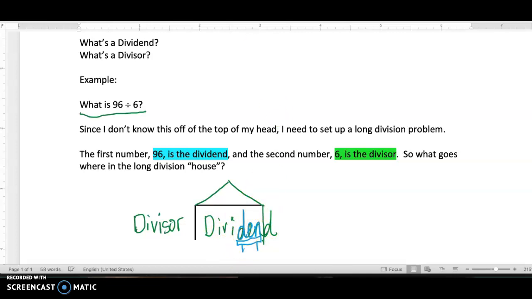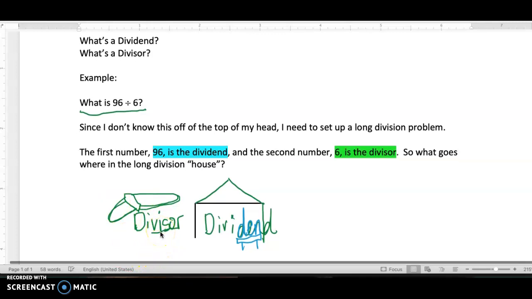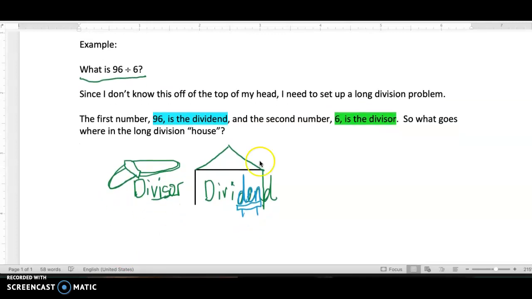Whereas the divisor is outside of the house and they are wearing a visor. So here's a little visor. Oh, that's kind of goofy looking. But the divisor is wearing a visor here, because they are outside of the house. So my terrible drawing hopefully helped you remember that the dividend goes inside the house and the divisor goes outside of the house.